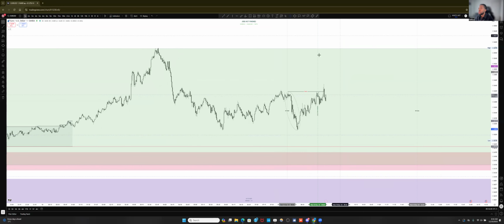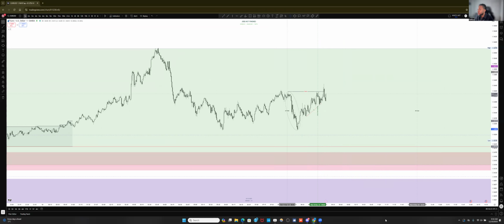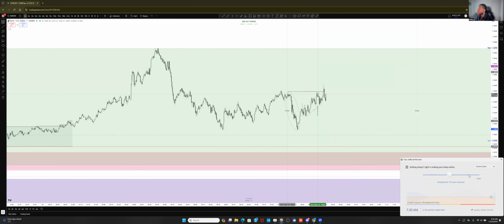Now the question is, when price gave this fake out, we can see that there's this trend line right here. It left a trend line liquidity. Okay. Let's see. What do we get from this trendline liquidity?